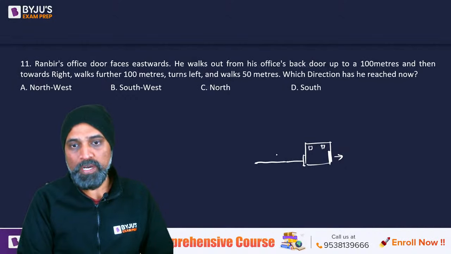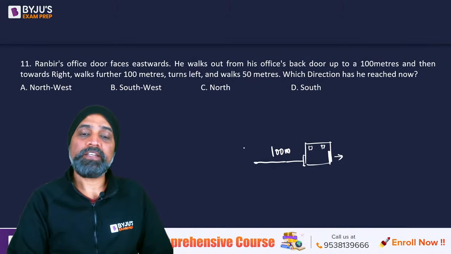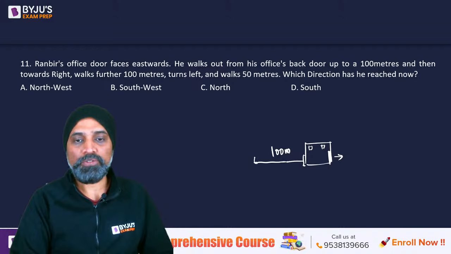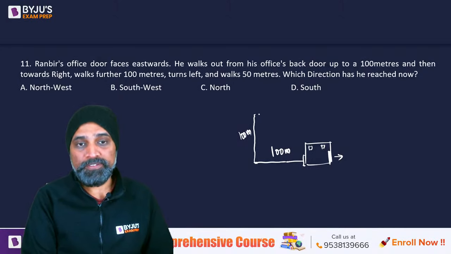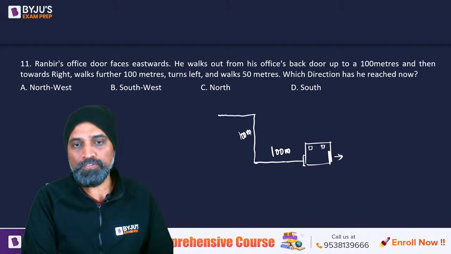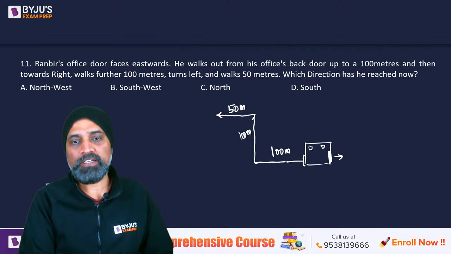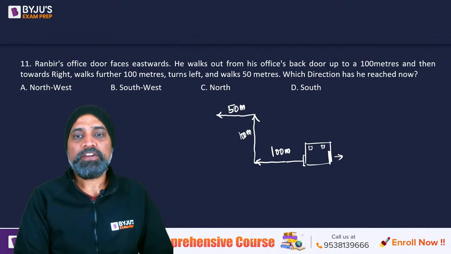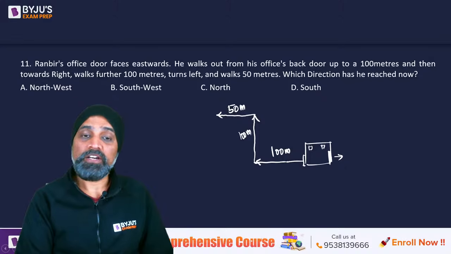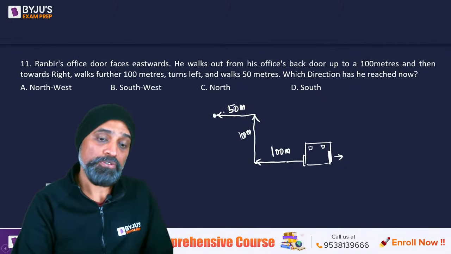And he walks up to 100 meters and then turns towards right. So when he turned towards right, he is going to move upwards. And he walks another 100 meters. Then he takes a left turn and he walks 50 meters. So he must be walking west now, right? Which direction has he reached now? He has reached, as in he is going to stop here.